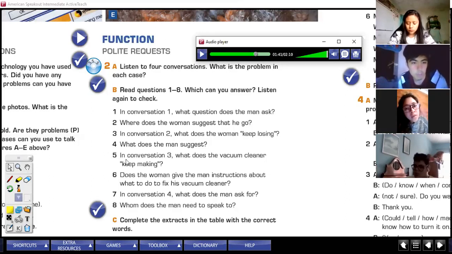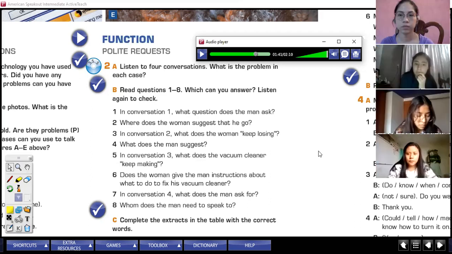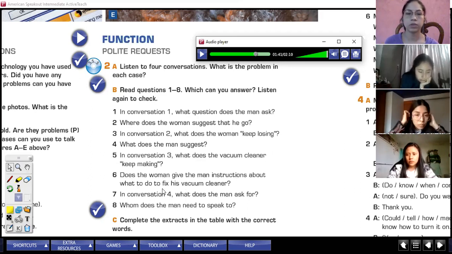In conversation 3, what does the vacuum cleaner keep making? We're reading the questions so they are clear for you. If you don't understand the question, let me know, please. Okay? Rocio, number 6, please. Does the woman give the main instructions about what to do to fix his vacuum cleaner? Does she give the instructions? Yes or no? You tell me.